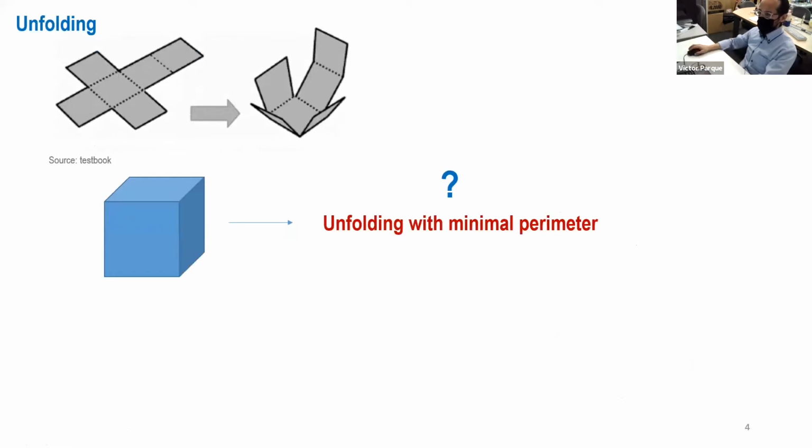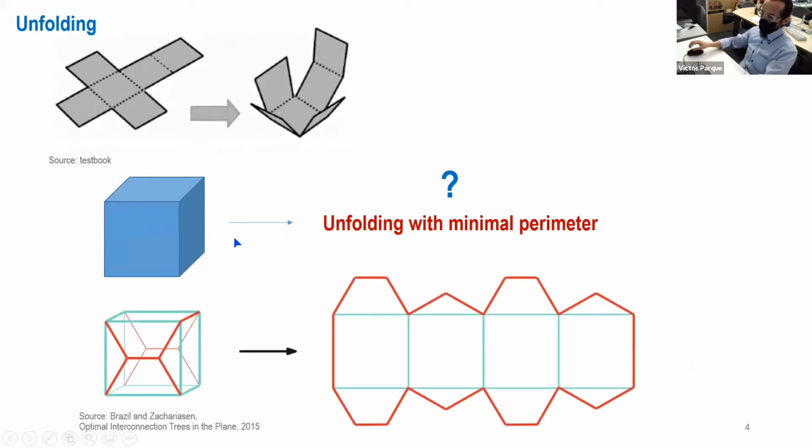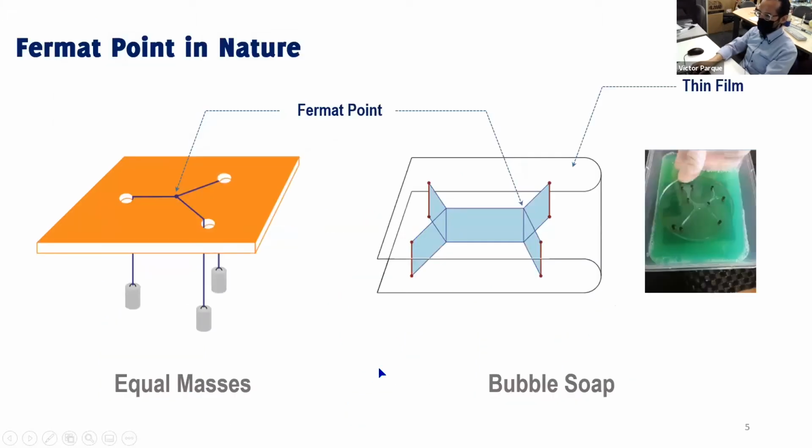For example, if you're asking yourself what is the unfolding or configuration with a minimal perimeter of this cube? Well, actually, you're going to see a kind of Steiner tree defining the cut of the unfolding of this cube. And also, Steiner trees appear in some natural problems. For example, if you're given a planar table with 3 holes, and you're given 3 equal masses, you're going to find that a kind of Steiner tree appears in the physical configuration of this phenomenon.